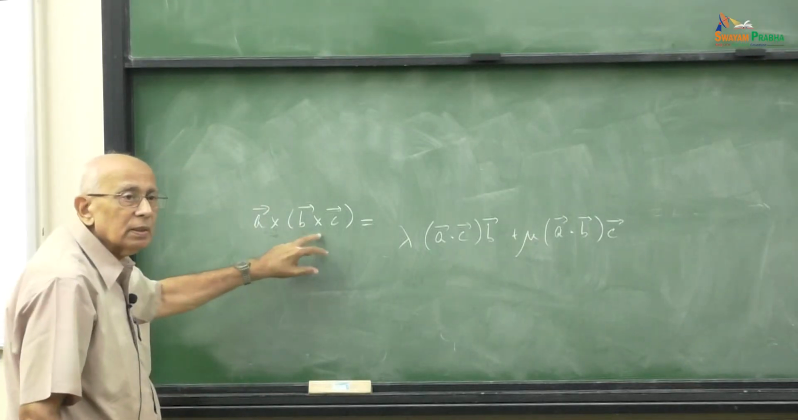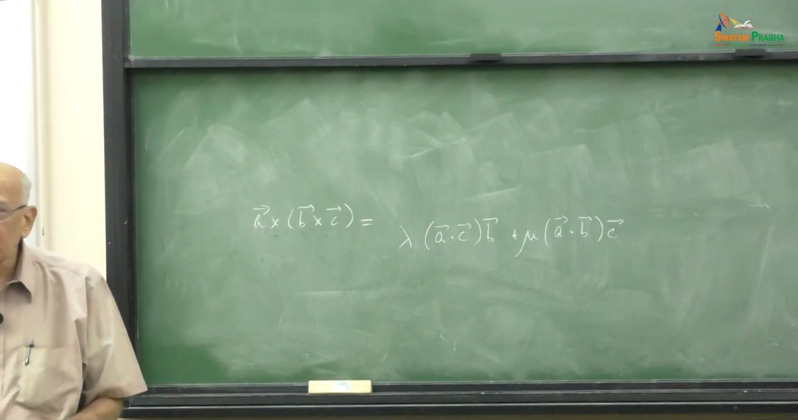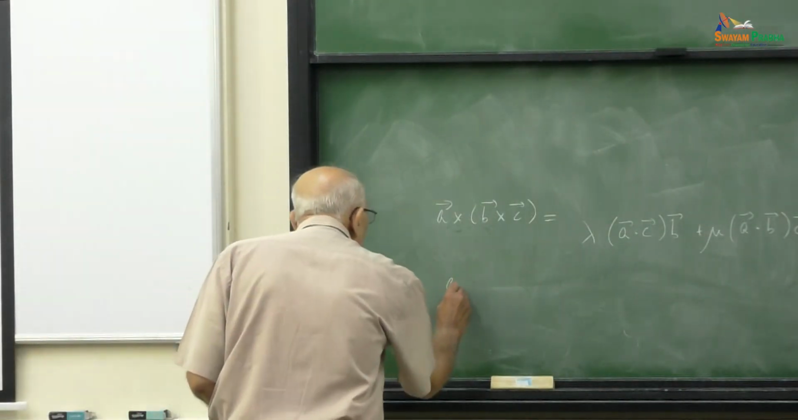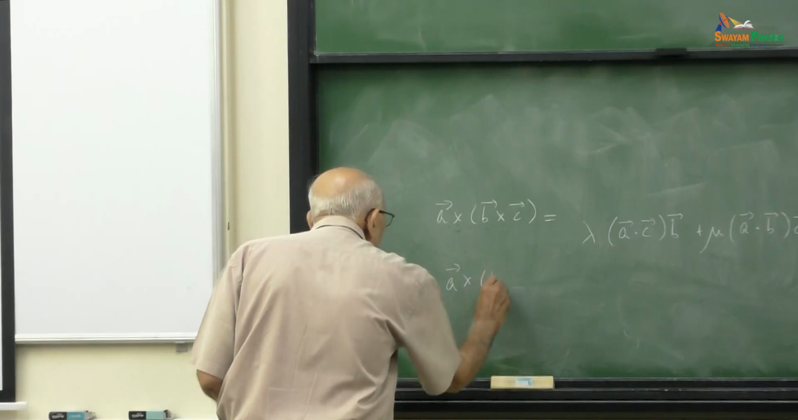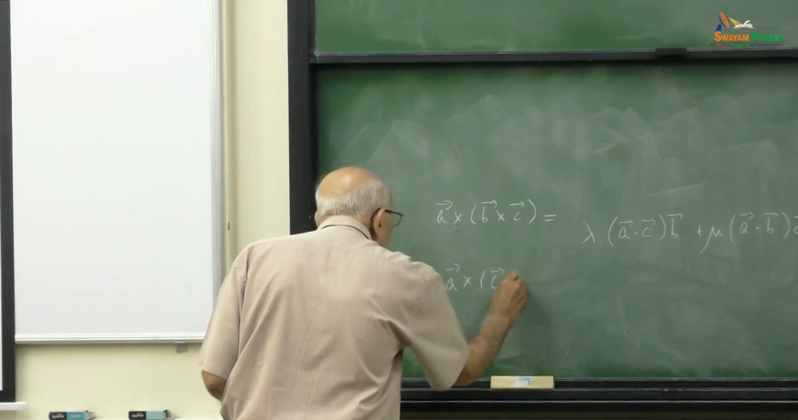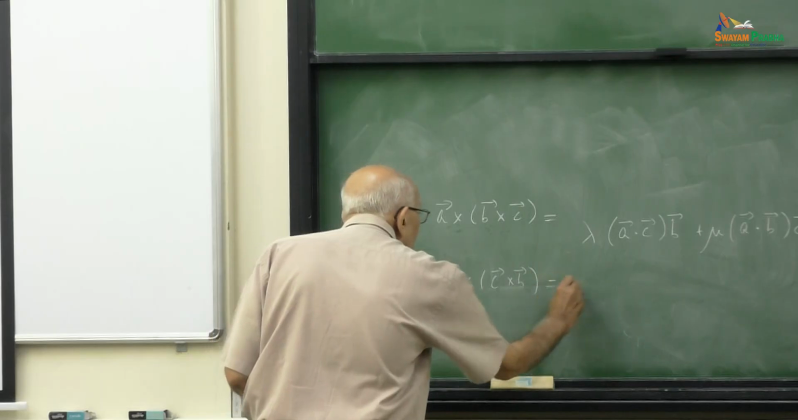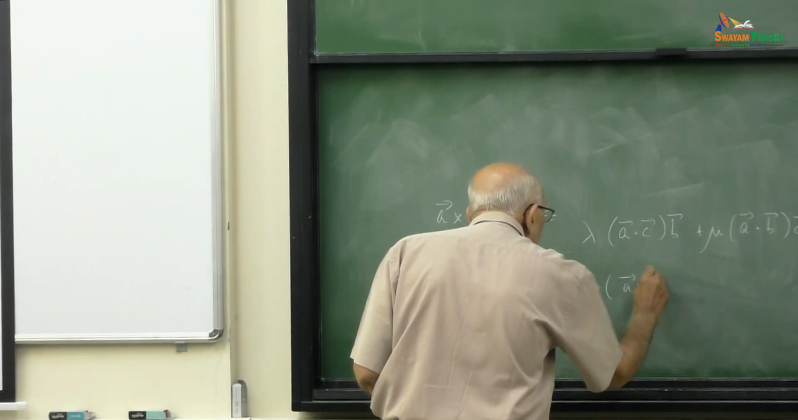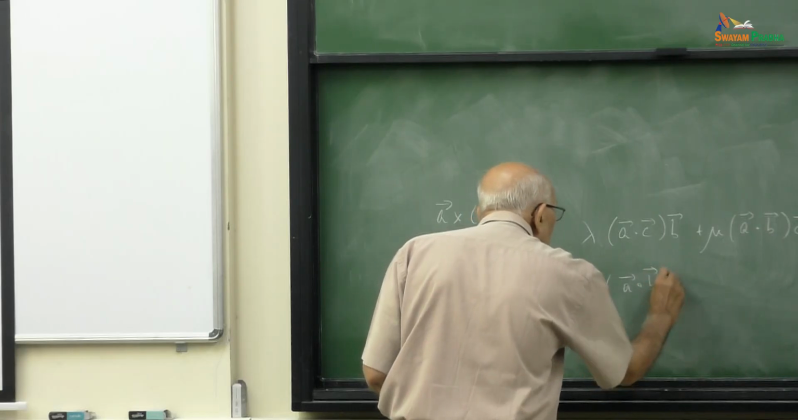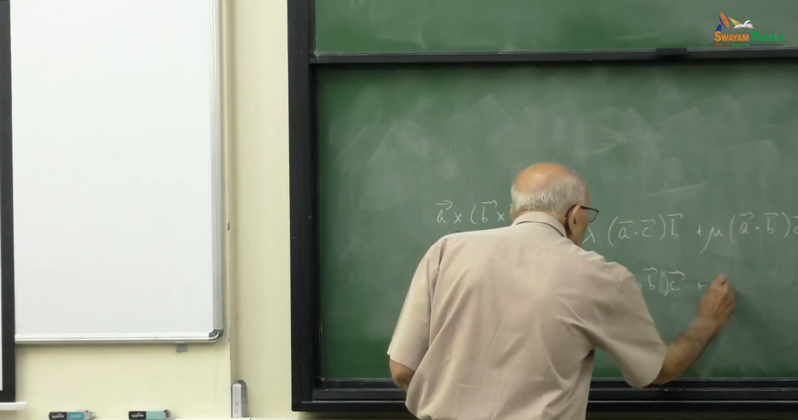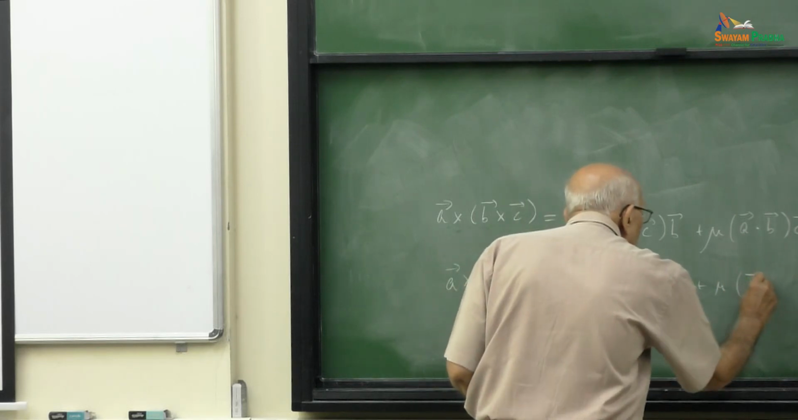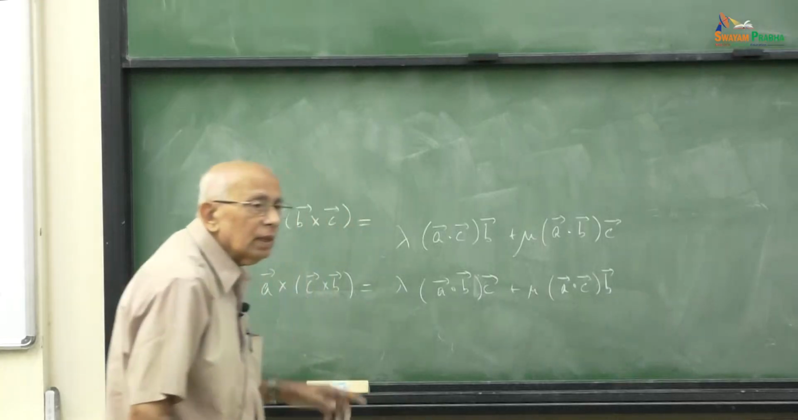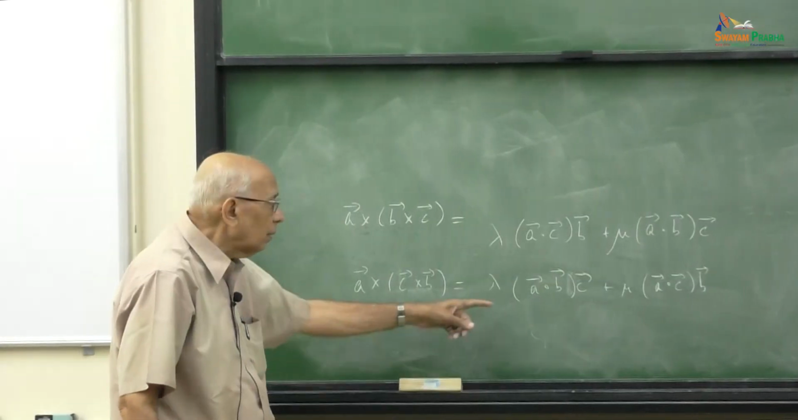If I exchange B and C, what happens to B cross C? Minus, right? So if I write that same thing out, A cross C cross B must be equal to lambda times, with B and C interchanged, A dot B C plus mu times A dot C B. I've interchanged B and C and I get this new formula with the same lambda and mu.